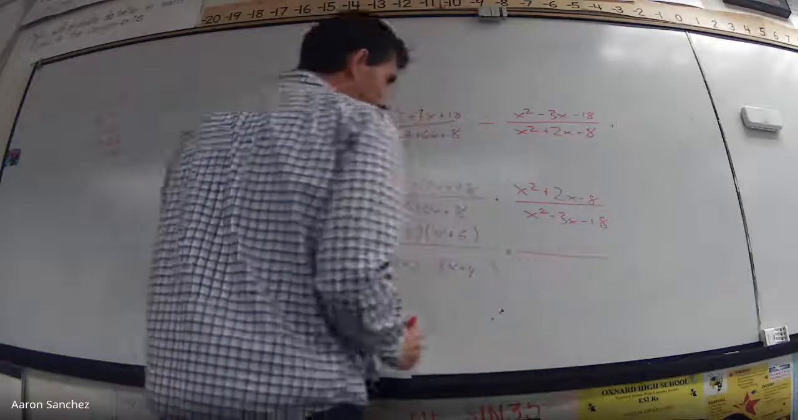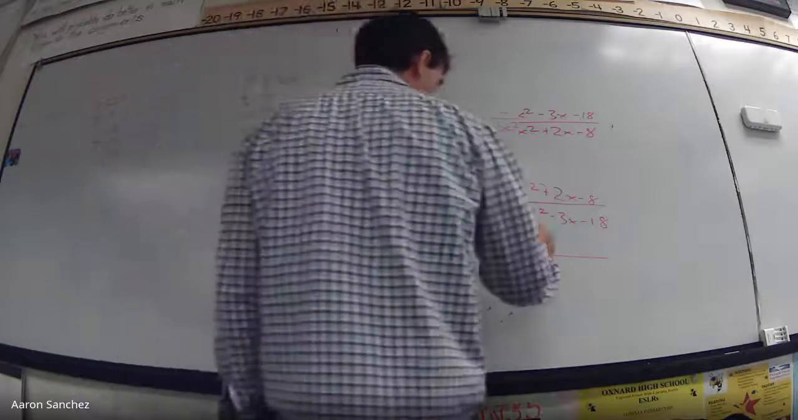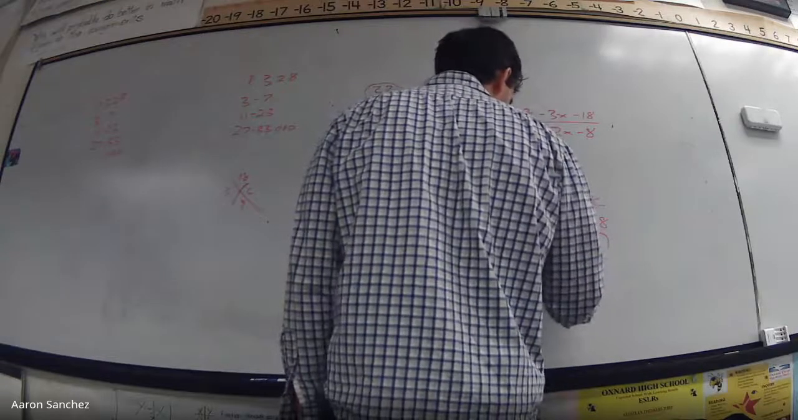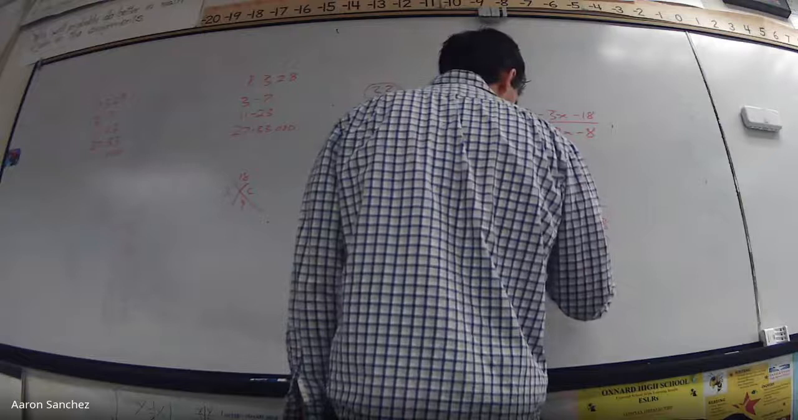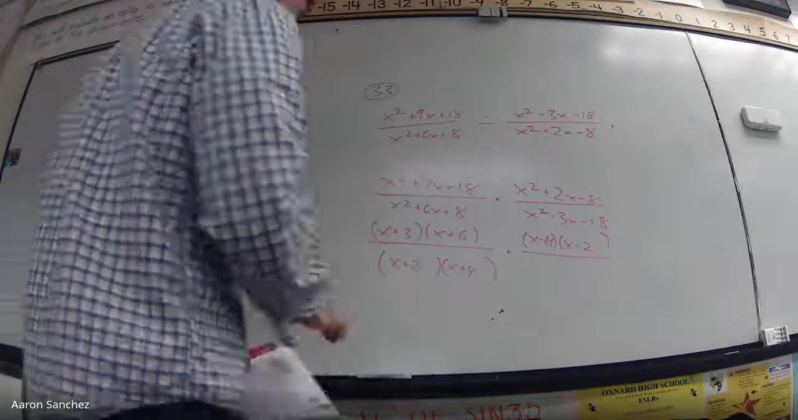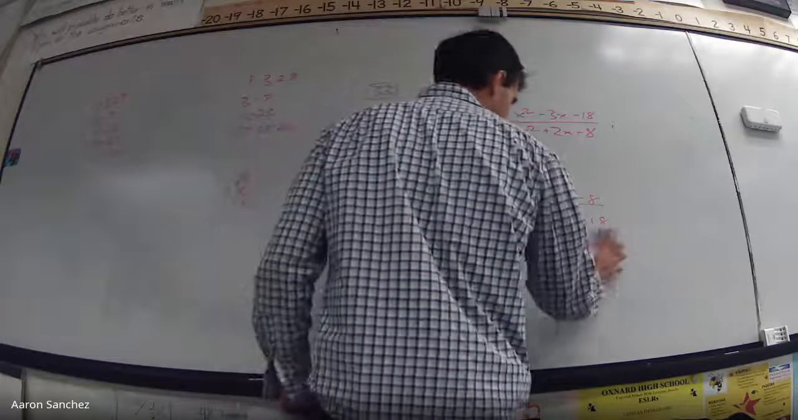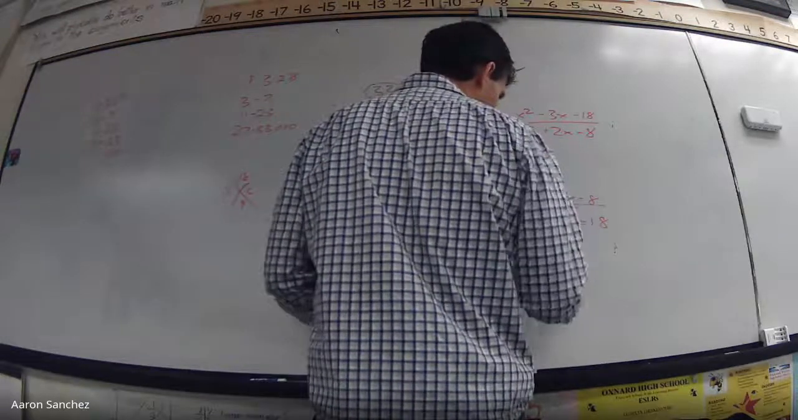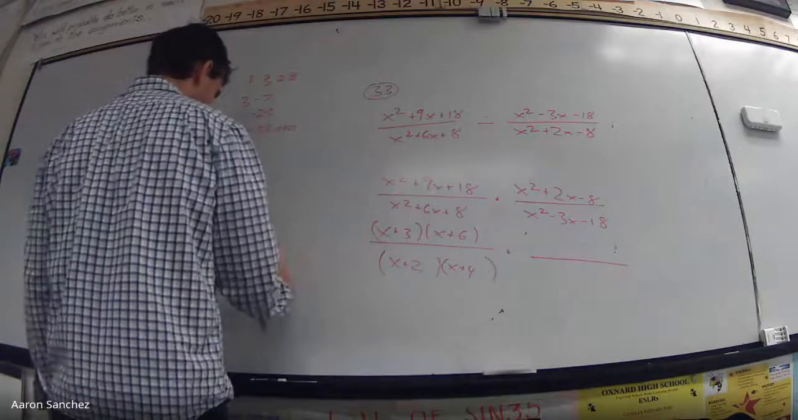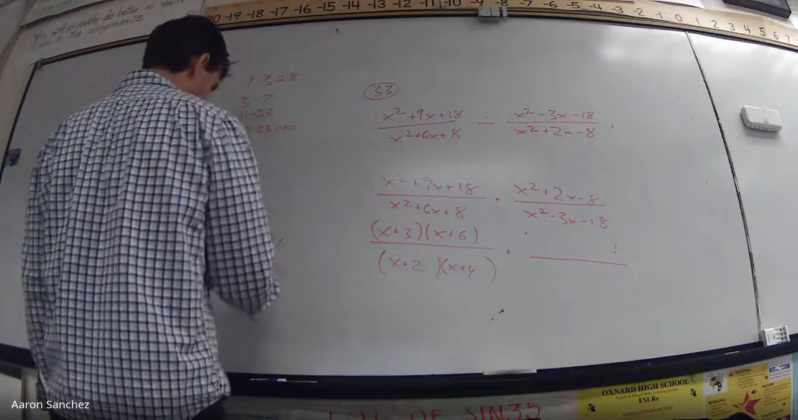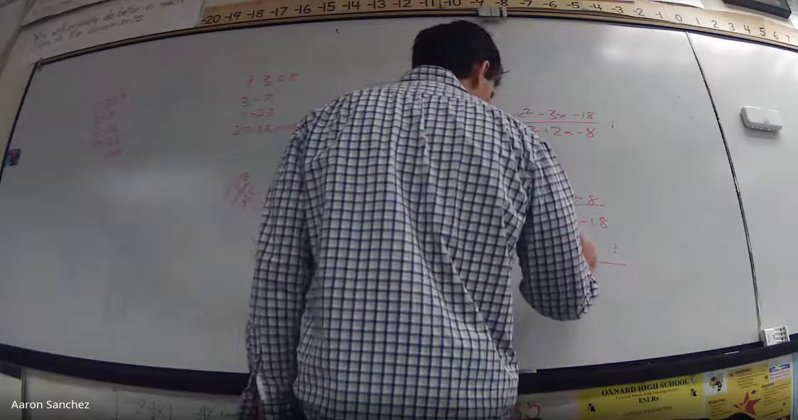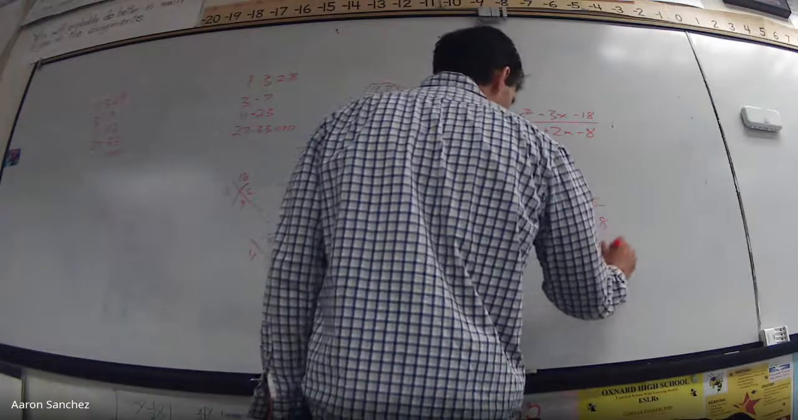Times. What times what equals negative 8 and adds to 2? That'll be x minus negative 4 and negative 2, right? No, that's not right. Wait a minute. What times what equals negative 8 and adds to positive 2? Negative 8, 2 would be 4 and negative 2. So x plus 4 times x minus 2.